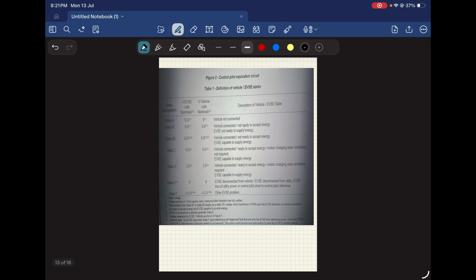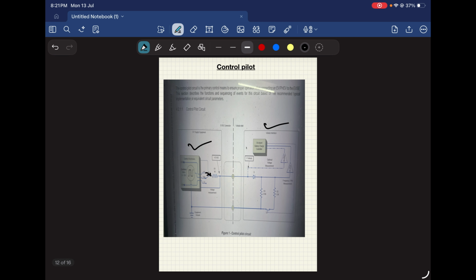Now let's go to the control pilot. This is the control pilot circuit, this is the EVSE, this is the electric vehicle. This is the 12 volt supply PWM, plus 12 volts and minus 12 volts. First, initially it will connect to 12 volts. Earlier I explained it, right? It will flow via this resistor first.